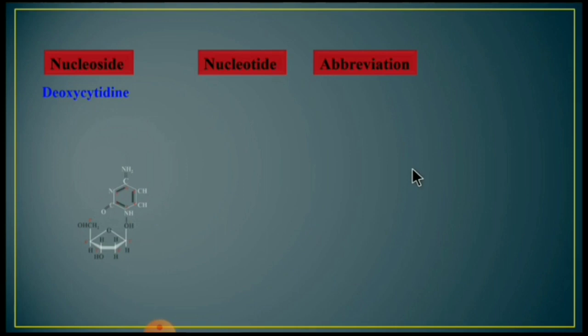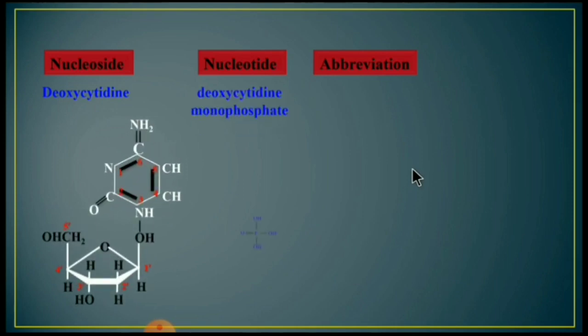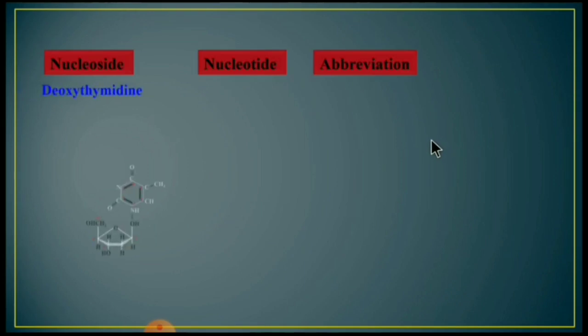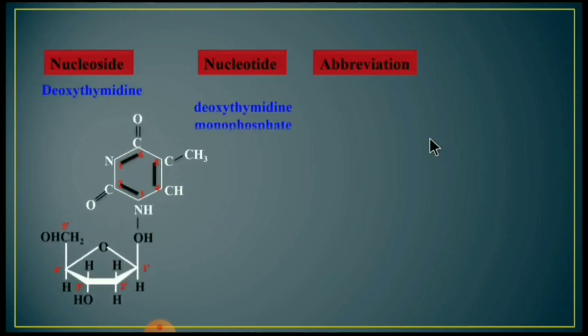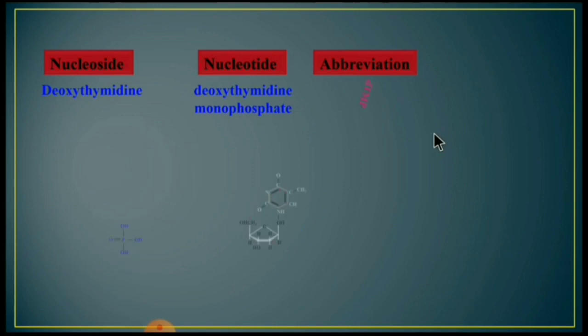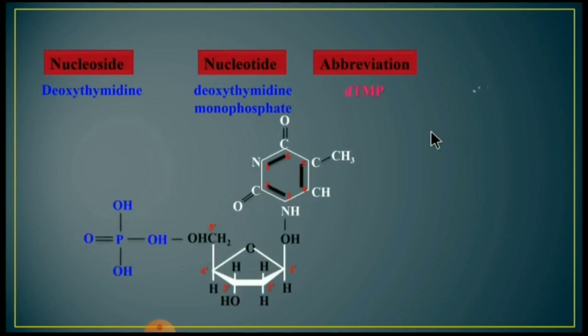The third one, deoxycytidine combines with the phosphate group to form deoxycytidine monophosphate, that is DCMP or deoxycytidylic acid. The fourth one, deoxythymidine combines with the phosphate group to form deoxythymidine monophosphate, or DTMP, or deoxythymidylic acid. So as a result of this, 4 nucleosides and 4 nucleotides are formed.